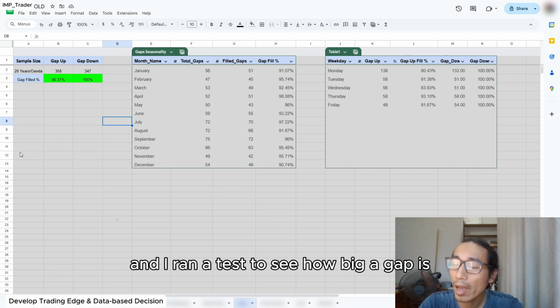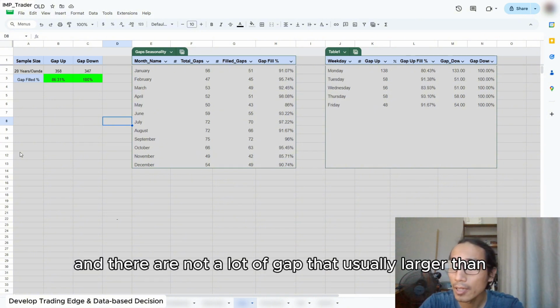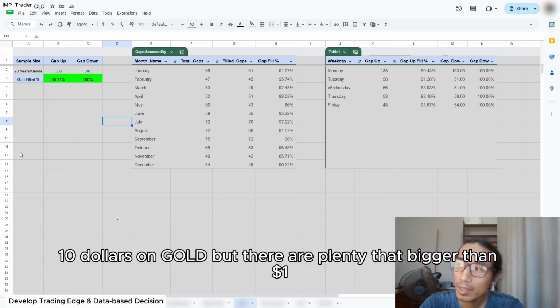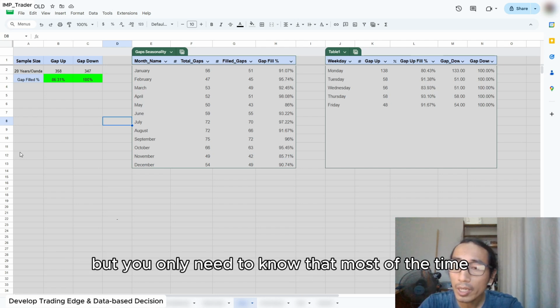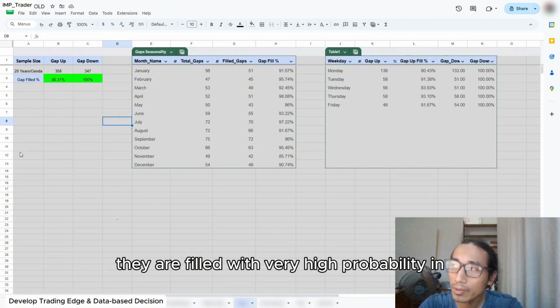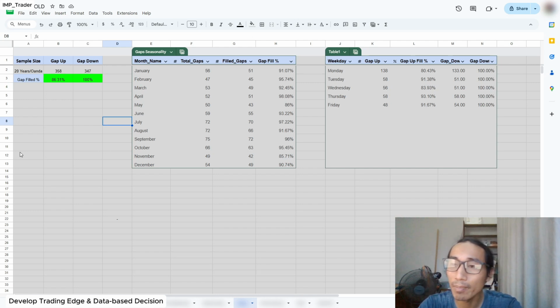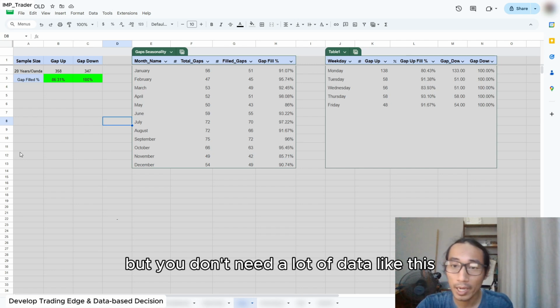I ran a test to see how big a gap is, and there's not a lot of gaps that are usually larger than $10 on gold, but there are plenty bigger than $1. And overall, I think it is something that you can actually utilize in your strategy, but you only need to know that most of the time they are filled with very high probability. In this case, it is more than 90 or 95%. But you don't need a lot of data like this.